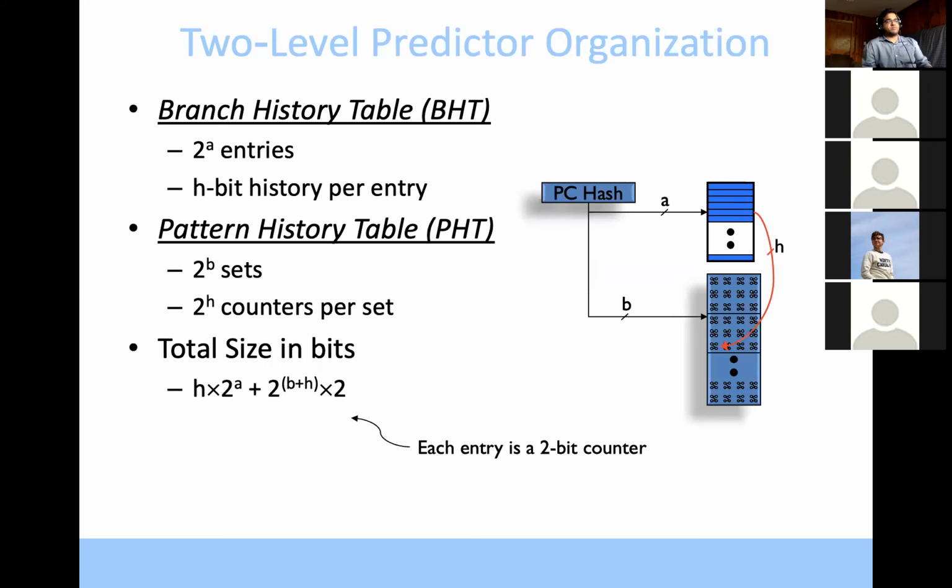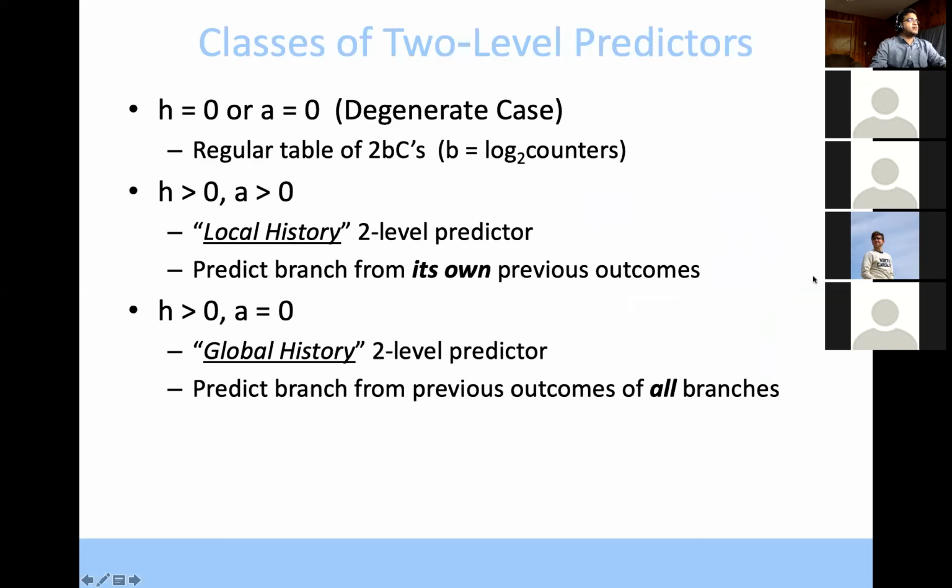Right, so just to make that clearer, if A were equal to 0, there's only one entry in the branch history table, so you can have an H, but that will capture all global branches that you've seen. You can have A greater than 0, and then you have local history, some definition of local, right? Like you're hashing a bunch of things into there.